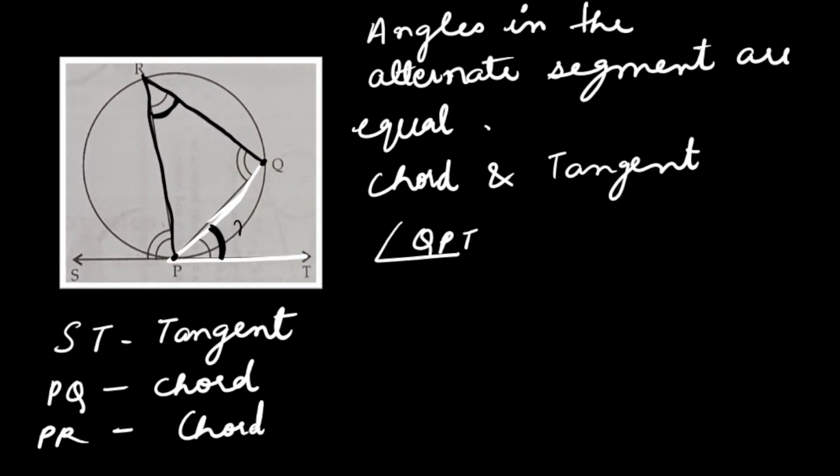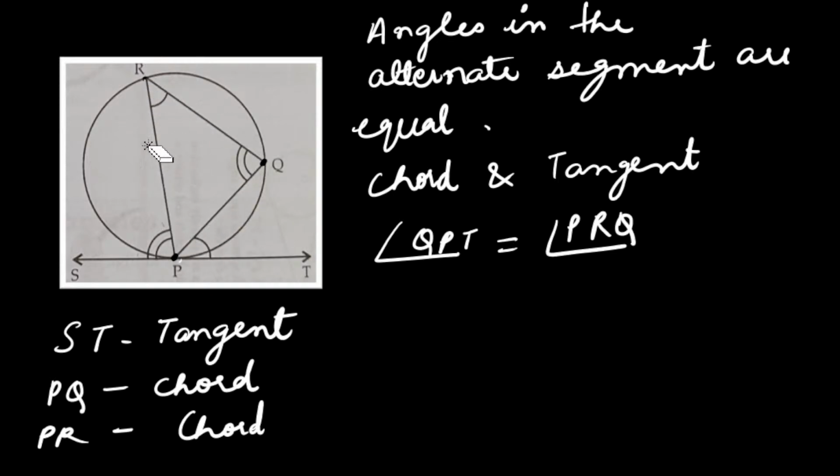Suppose here this angle is X. So this angle is also equal to X, angle PRQ. So angle QPT is equal to angle PRQ. What you have to do is just move along the end points of the chord.